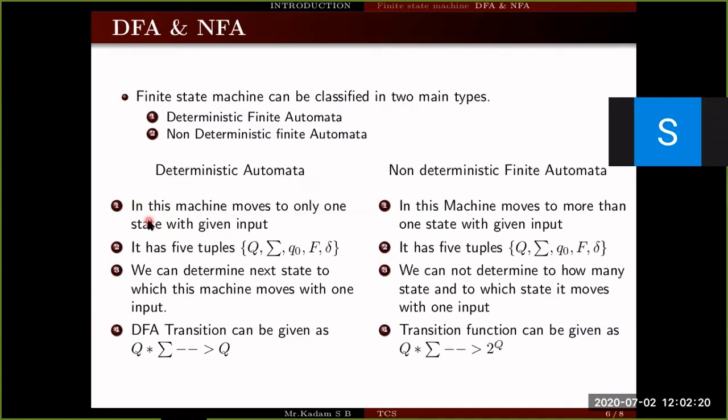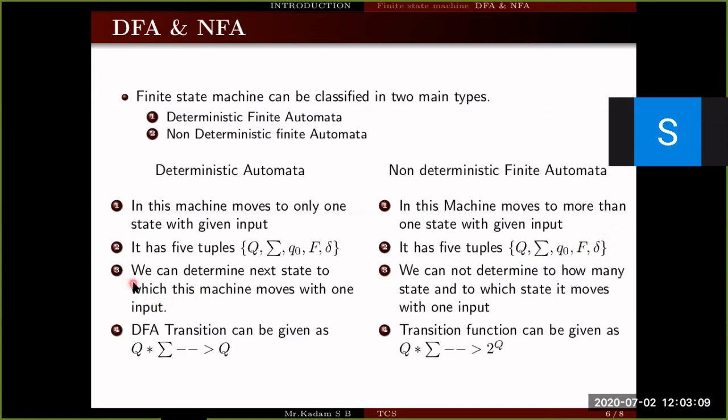This is a machine which moves to only one state with a given input. Suppose we provide one input to a machine which is in one of the states, it moves to only one state. In the case of the non-deterministic automata, with a given input the machine moves to more than one state. Second, the tuples of the deterministic and non-deterministic finite automata are the same as those of the normal finite state machine: Q, sigma, Q0, final state, and transition.